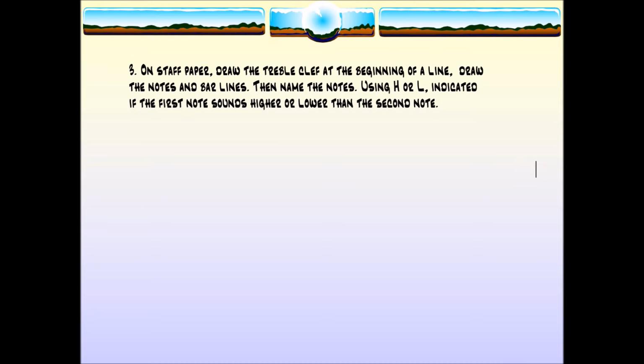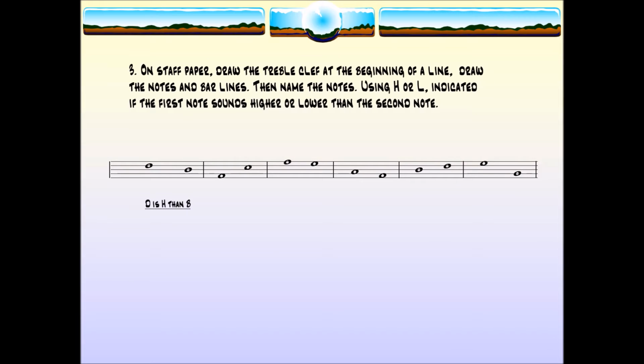On staff paper, draw the treble clef at the beginning of a line and draw the notes in bar lines. Then name the notes. Using H for high or L for low, indicate if the first note sounds higher or lower than the second note. For example, in the first pair, D on the fourth line is H, higher than B on the third line. Continue this practice example.